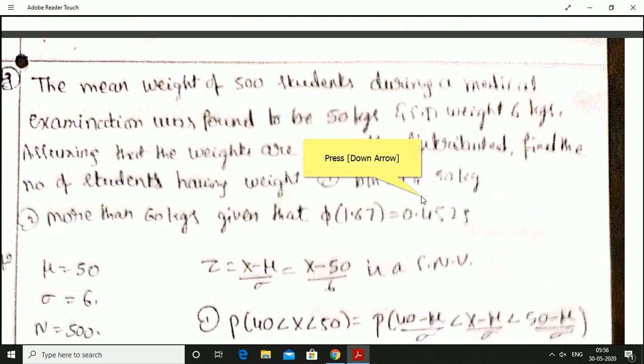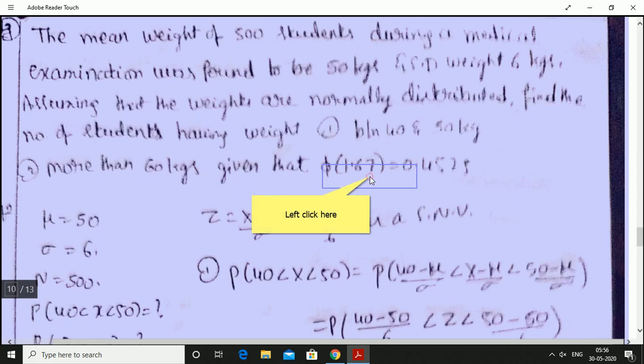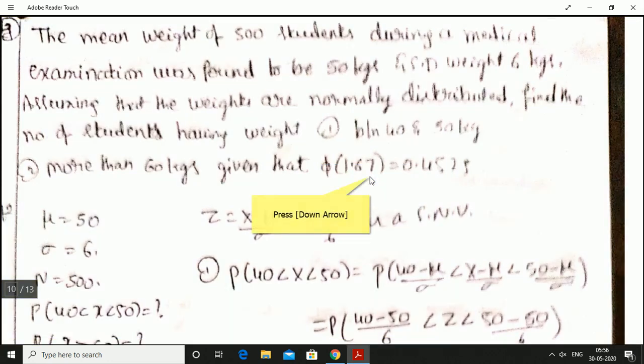This problem is also exactly similar to the previous problem. The mean weight of 500 students during a medical examination was found to be 50 kgs and standard deviation 6 kgs. Assuming that the weights are normally distributed, find the number of students having weight between 40 and 50 kgs, and more than 60 kgs, given that phi of 1.67 is equal to the value given. In the problem itself they have given the normal probability table value. With the help of this we can easily do it.